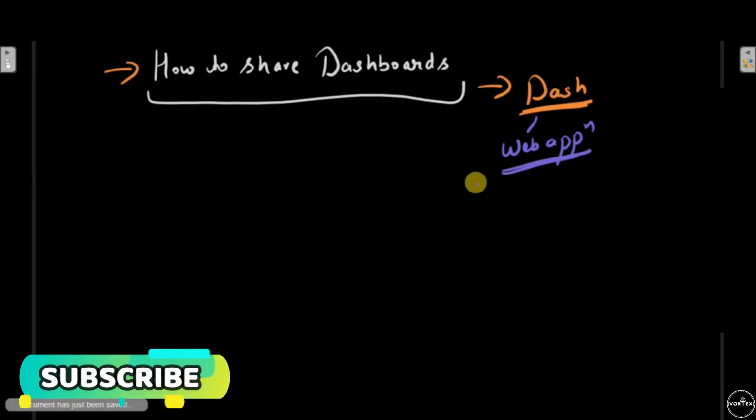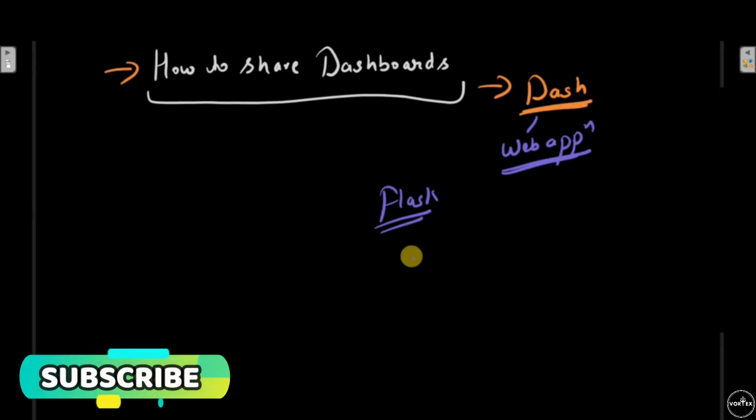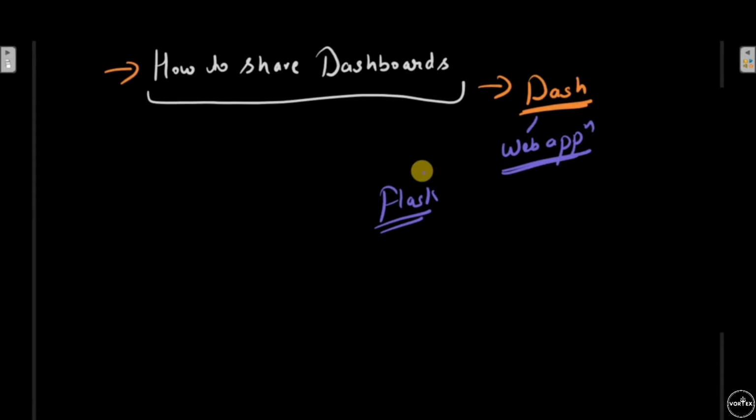Again, Dash is written on top of Flask. For those of you who know what Flask is, Flask is typically a web framework, or a Python module, that lets you develop web applications very easily. So Dash itself is built on top of Flask.